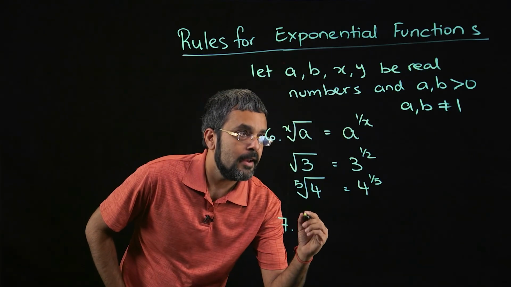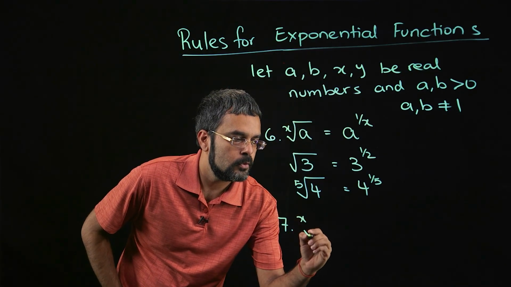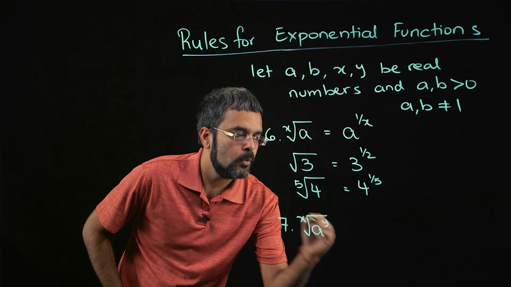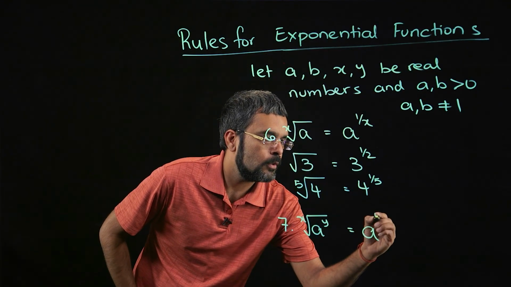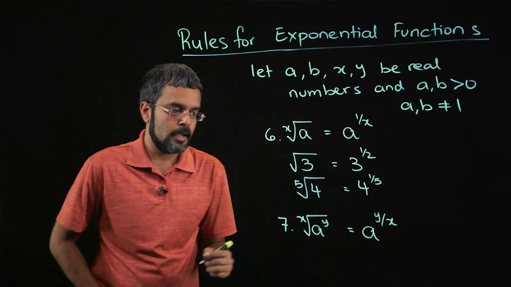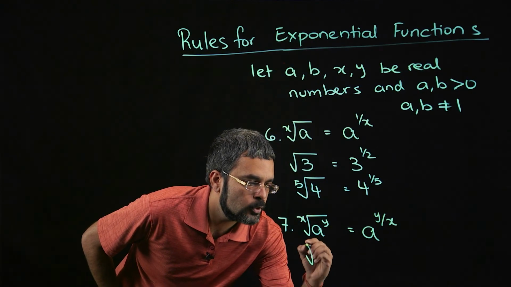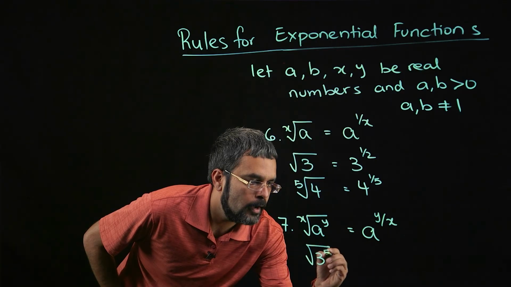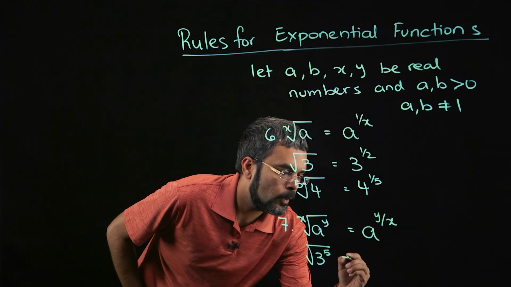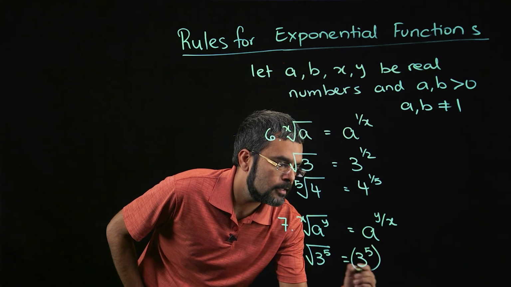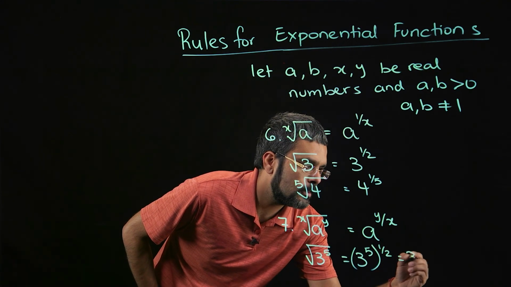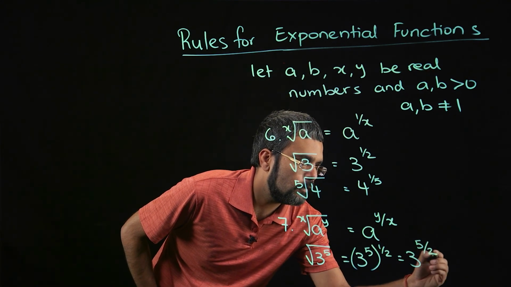Well, what if I had the xth root of a to the y? Okay? So that's going to be a to the y over x. As in, what is the square root of 3 to the 5? Well, then that's going to be 3 to the 5, and I can write the square root as 1/2, which makes it 3 to the 5 over 2.